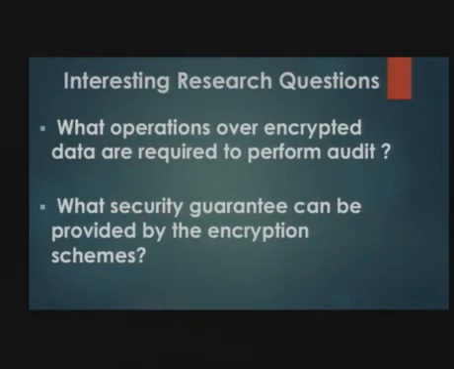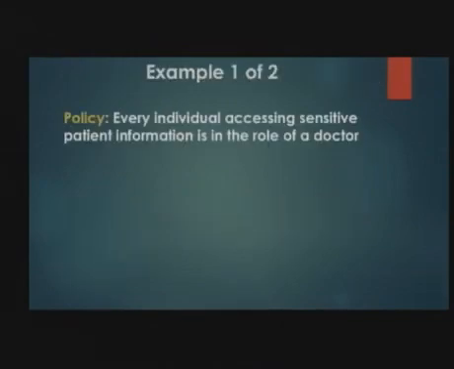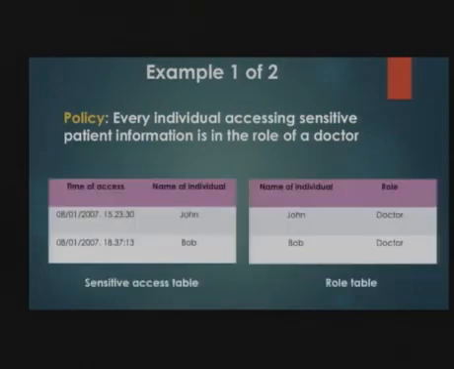So I'll try to answer the first question with a couple of examples. Say, a very simple example policy, which basically says every individual accessing sensitive patient information is in the role of a doctor. That's basically what the policy says, that anybody who's accessing the patient's information should be a doctor. It's an unrealistic policy, but that is for the sake of example. Say our log is something like this. You'd have a sensitive access table which will tell you who accessed sensitive information at what time, and the other relevant table would be a role table which basically tells which employee is in what role, right?